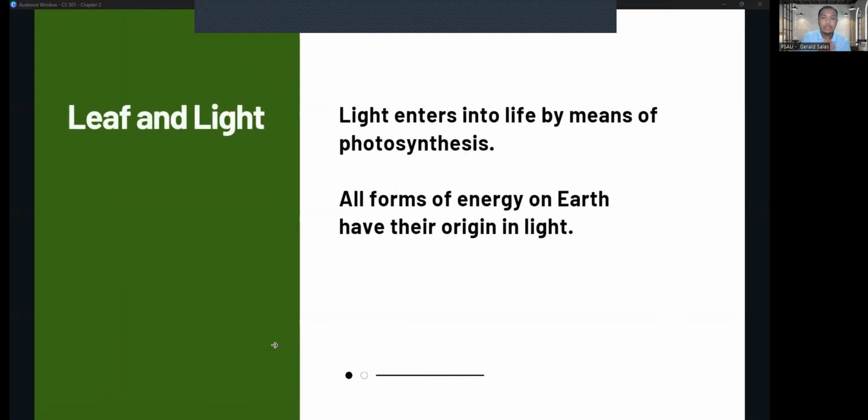Okay, so the light, since light is the main source, particularly for plants, it actually enters the earth through the leaves. So all forms of energy on earth, basically their origin is the light. And leaves are very interesting because they serve as the gateway. They serve as the bridge between the sun and the earth, or between the inorganic universe and the organic biosphere.